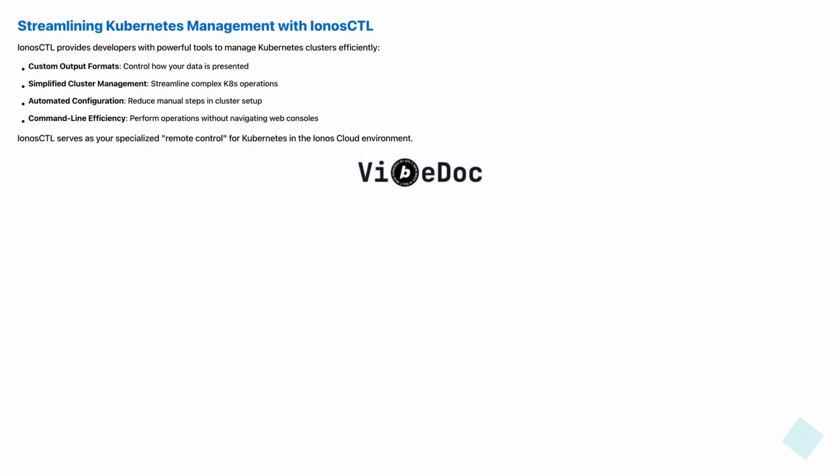So I've been getting the hang of customizing output formats with Ionosctl, which is super helpful. But now I need to tackle something a bit more complex. I'm setting up Kubernetes clusters for our new project. In my experience with AWS, managing Kubernetes configs can be, let's just say, tedious. How does Ionosctl handle Kubernetes management?